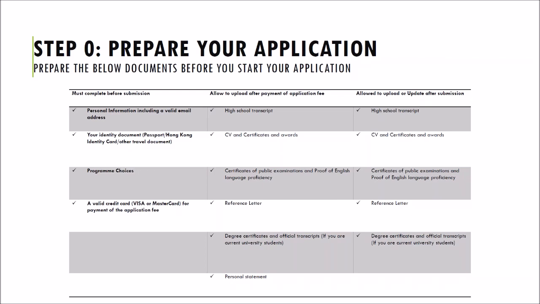We also recommend that you keep your identity documents with you, like your passport, Hong Kong identity card, or any other national travel document, because we absolutely need you to match the information on the identity document to your application that you're making. We also recommend that you already think about your program choices, go through our website, go through the faculty's website to see precisely what you're interested in before you start your application.